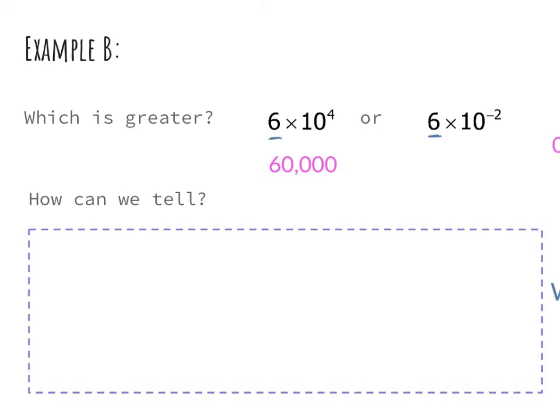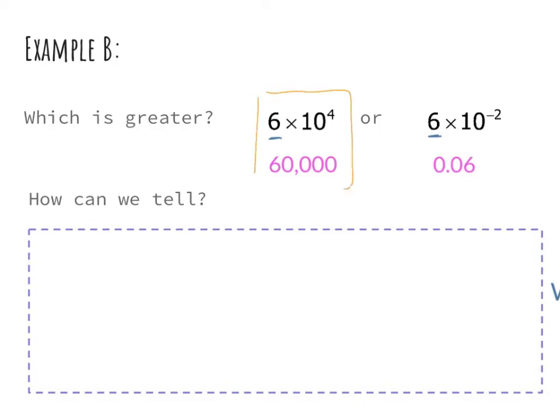I knew to move to the right because I had a positive exponent. On the other hand, I've got a negative 2nd there, so I'm going to be moving my decimal place 2 places to the left. And when I do that, I get 0.06. Now this seems comical. I know which one is greater. It's the 60,000. 60,000 is going to be way more than 0.06. So I know that's the correct answer there.